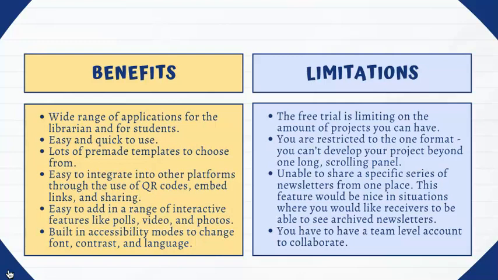This feature would be really nice in situations where you'd like receivers to be able to see archived newsletters. So for example, if you're sending out a quarterly report, it would be nice to have a landing place where the stakeholders can review quarter one, quarter two, quarter three, etc. You also have to have a team level account to be able to collaborate on Smores.